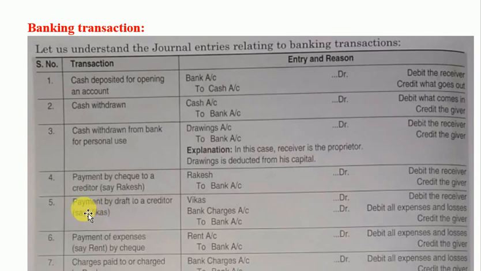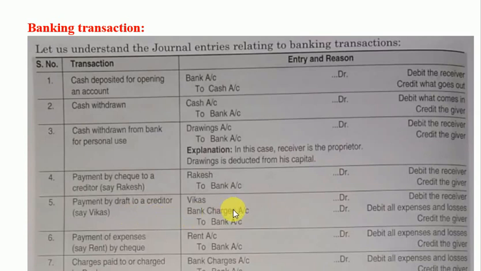Now comes the fifth journal entry, payment by draft to our creditors. Before discussing the journal entry, I want to ask you: has anyone ever gone to a bank to get a bank draft made? If you have gone to make a bank draft, you must have noticed that the bank charges some specific charges for making the draft. So that bank charges is written over here.